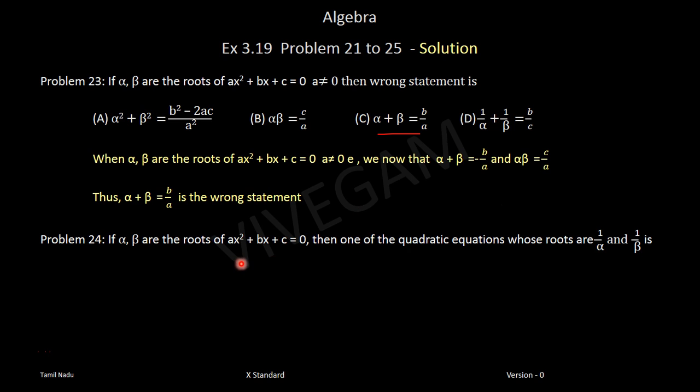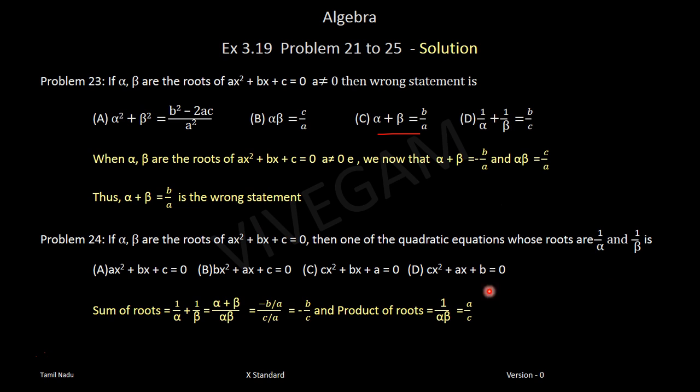If alpha and beta are the roots of this equation, ax square plus bx plus c equal to 0, then find the quadratic equation whose roots are 1 by alpha plus 1 by beta. They've given us 4 options. So you'll have to find the sum of the roots, the product of the roots, and then use the formula. What is the formula? When you have the sum of the roots and the product of the roots, the quadratic expression is x square minus sum of the roots into x plus product of the roots equal to 0, right?